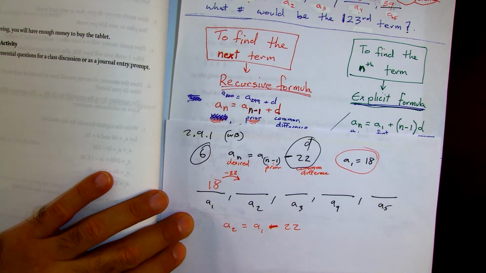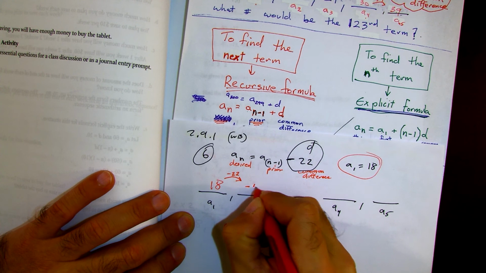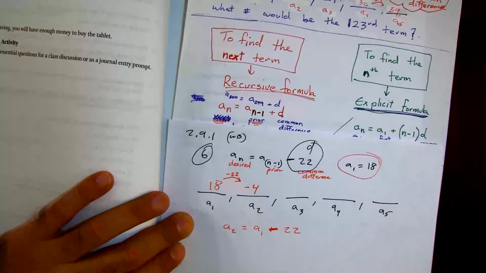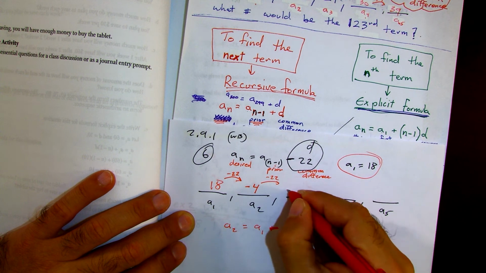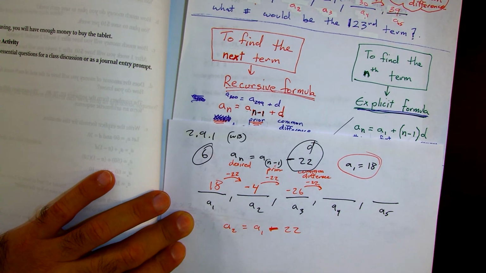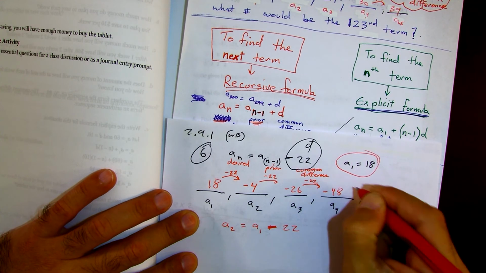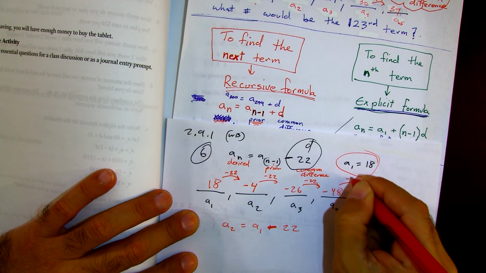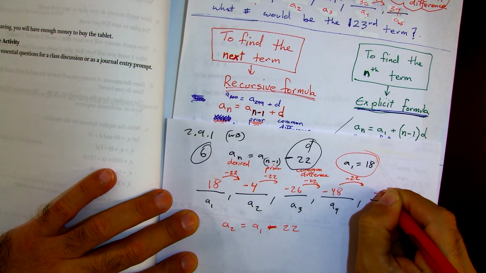So I know that this is going to be 18 minus 22, negative 4. I need to subtract another 22. We're going to get negative 26. I'll subtract another 22, get negative 48. And I'll lastly subtract the last 22 and get negative 70.